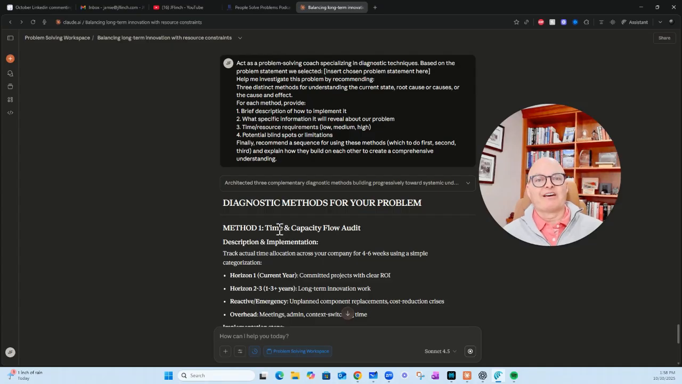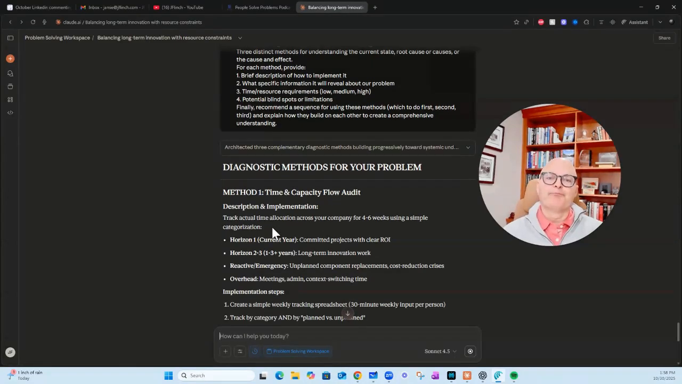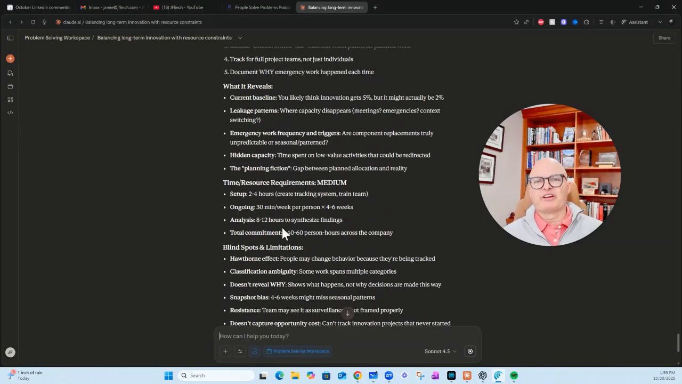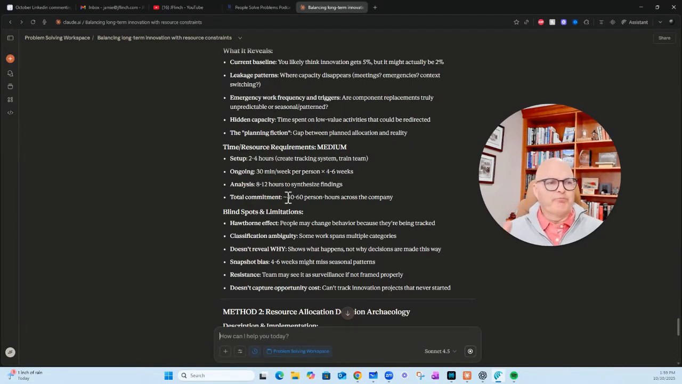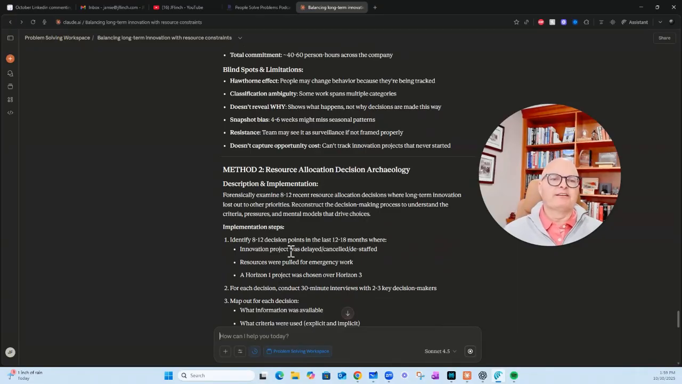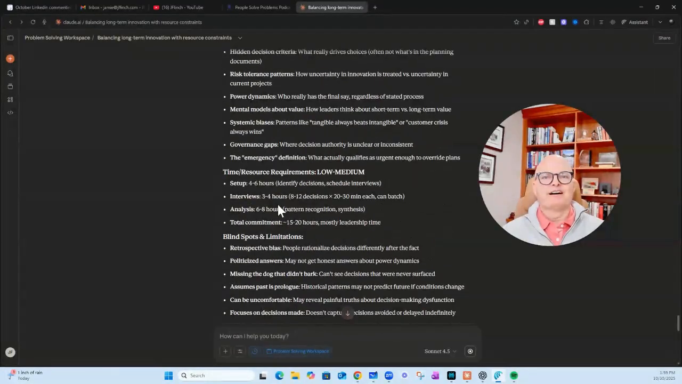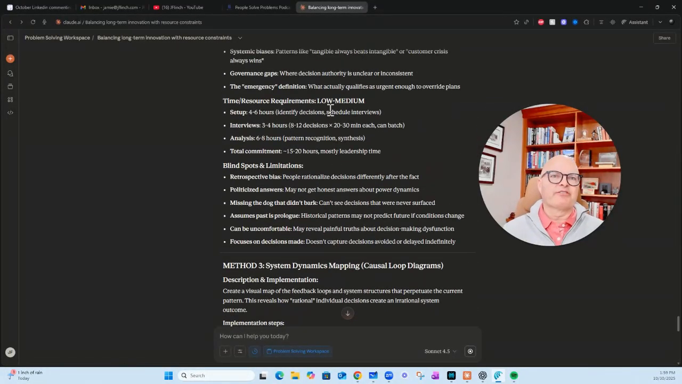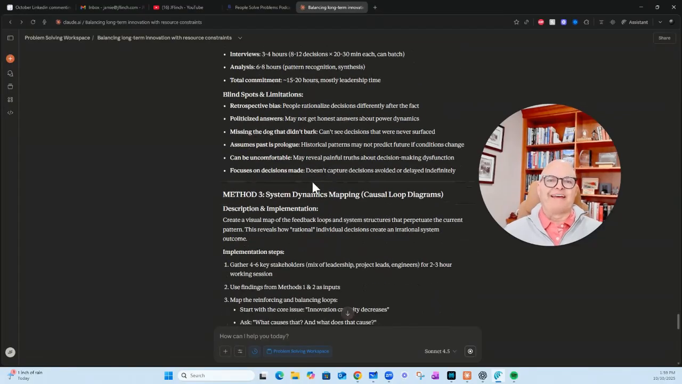So it's recommending a time and capacity flow audit. That's one approach, fairly complicated. It says time, resources, required medium. Not entirely sure I'd agree with that. I think it might be more large, but it certainly has some merits. Resource allocation, decision archaeology. Probably not super complicated or time-consuming, but hard and sort of invasive in terms of thinking through it, so forensically examine is what you're looking for in this approach. And it says low, medium. I think that's fair in time, but perhaps not intensity.